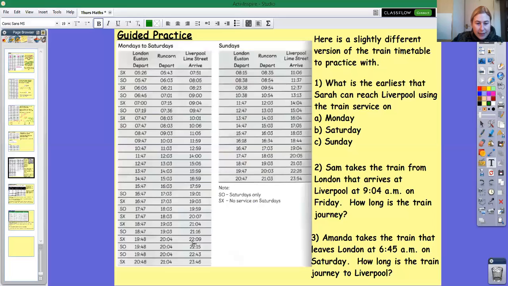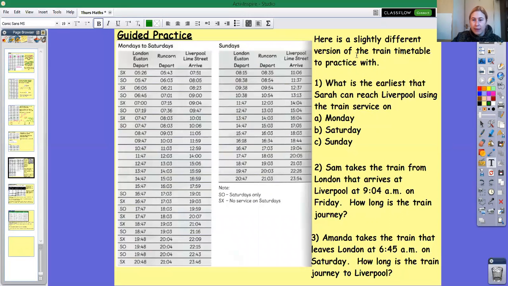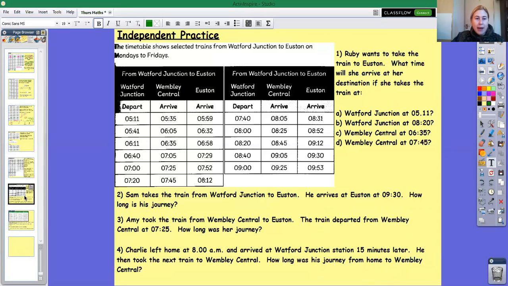Now you might think that this is the same table, but some of the information is slightly different, I believe. So have a little think about that. We've got some questions along the side. Your independent practice is a different timetable altogether. It's still trains and it's still following the same idea that the train departs the station and then arrives and then leaves and then arrives at another station. So have a go at those questions.